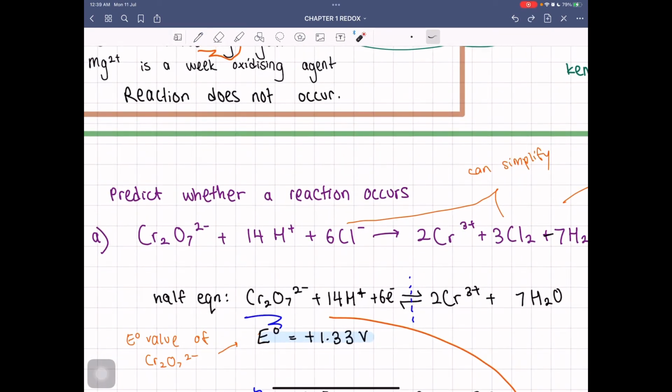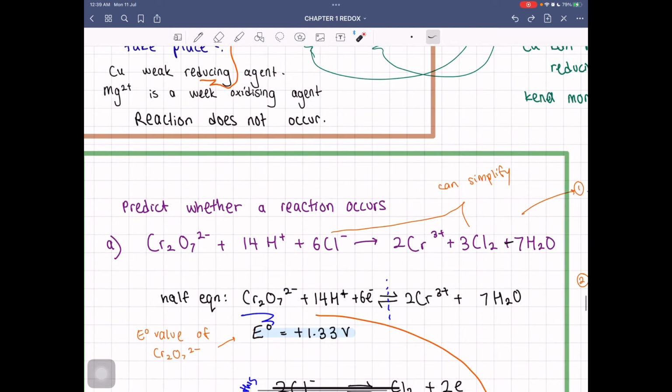Alright, so predict whether a reaction occurs between these. Oh my god, this seems super complicated, right? But don't worry, because as you notice, step 1: first, let's notice this thing itself. It's an ionic equation. But remember, in this chapter specifically, the half equation is basically the king. So you turn it into half equations.